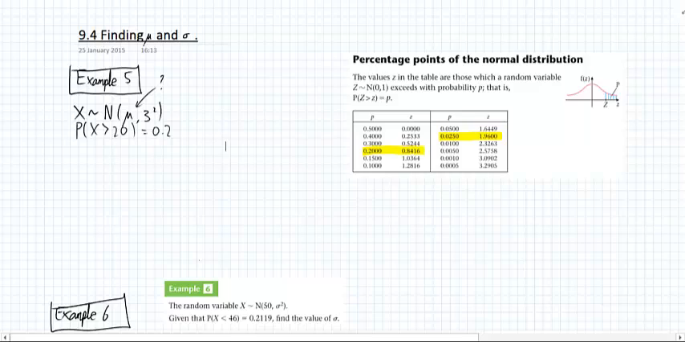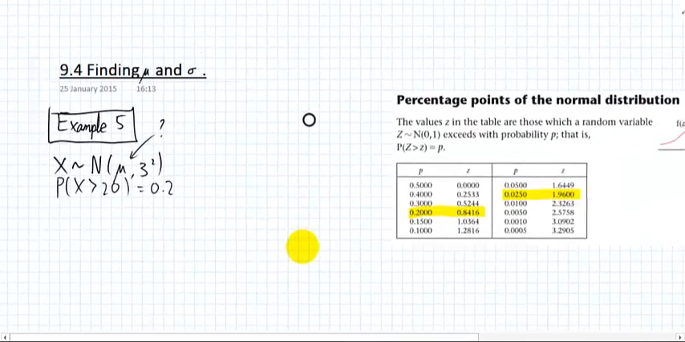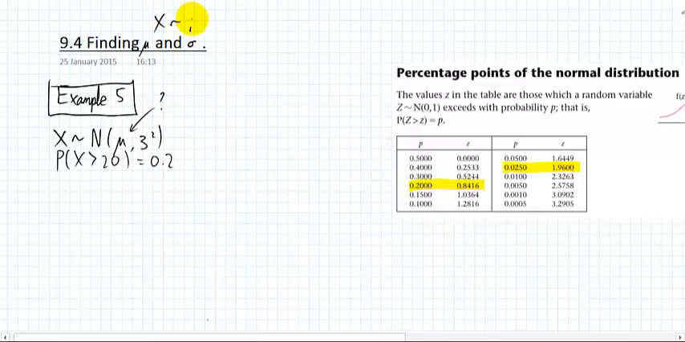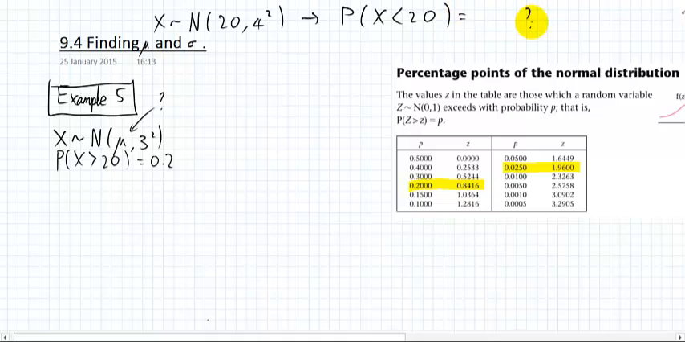Welcome to section 9.4. In section 9.3, we had to work out, using the value of the mean and the standard deviation, the probability. In this section, we will learn to work backwards.